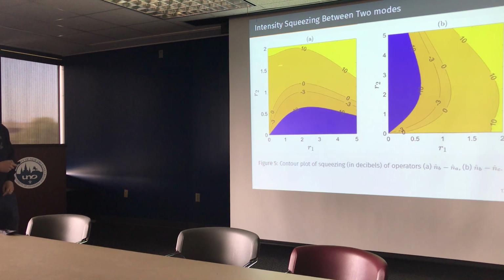But here we see the result is not that. It actually depends on the value of R2. So if we choose R2 to be fixed at 1.5 and change R1, there is no squeezing at all for NB minus NA. But if we fix R2 at 1 and we increase R1, first it's not squeezed, and then it becomes squeezed inside this region, and it becomes not squeezed again with large R1.